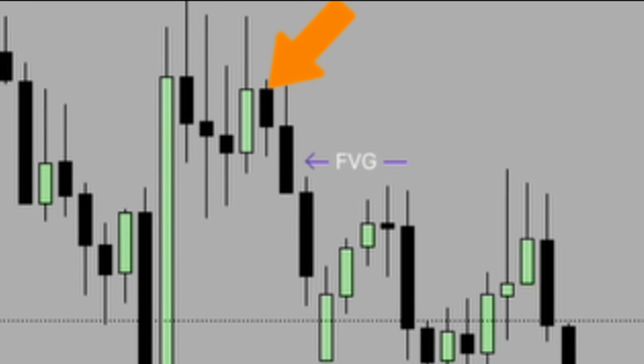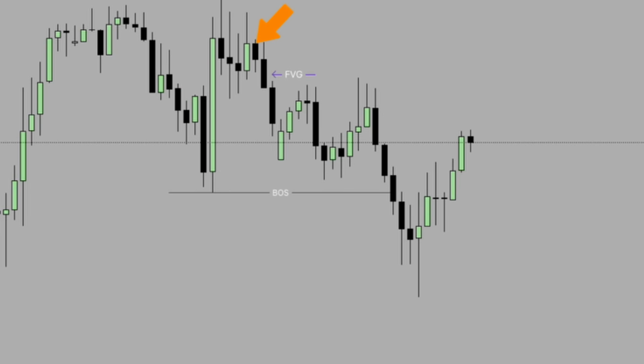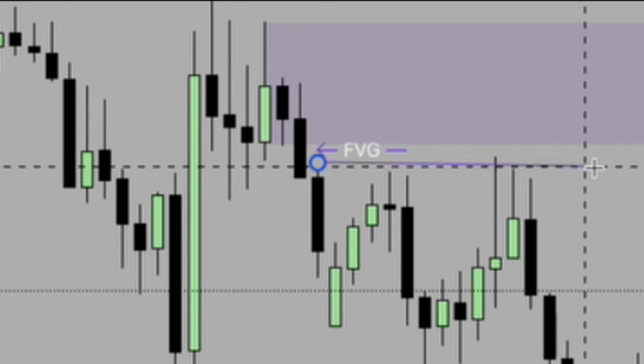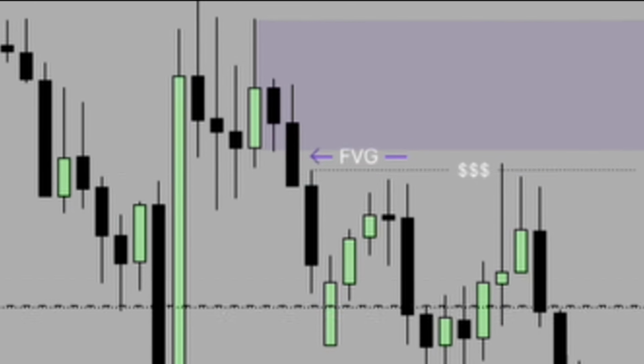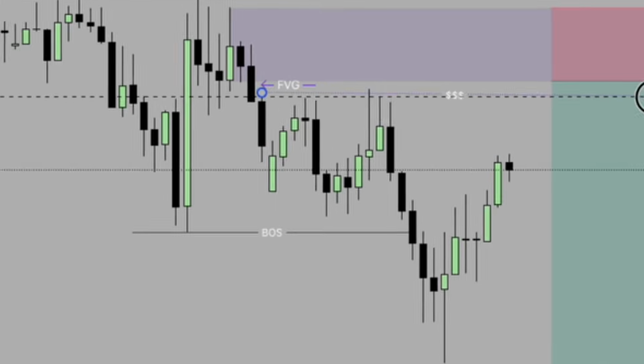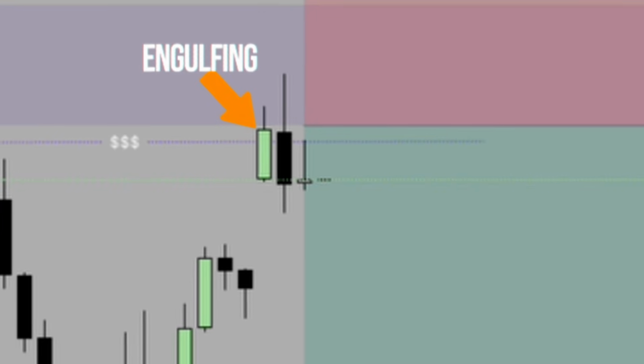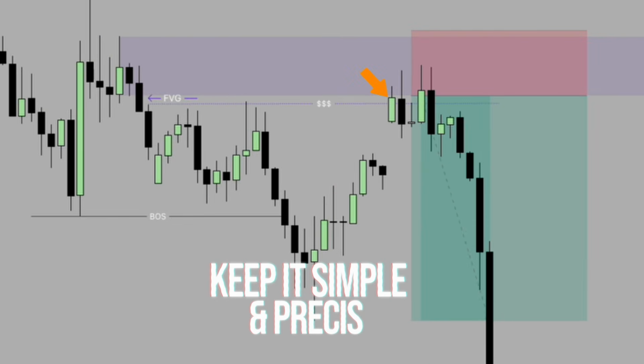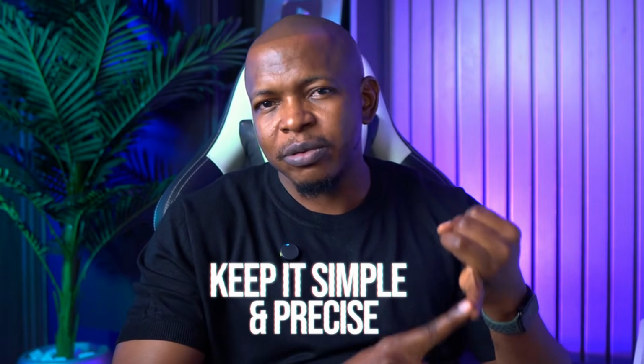That imbalance tells me the market wants to come back and fill it. And four, I mark that candle's body and wick, and that is your zone. From here, I wait for price to come back into the zone, and preferably after a liquidity sweep. Then I look for one of the three candles we've talked about to confirm my entry. Now, keep this simple and precise.